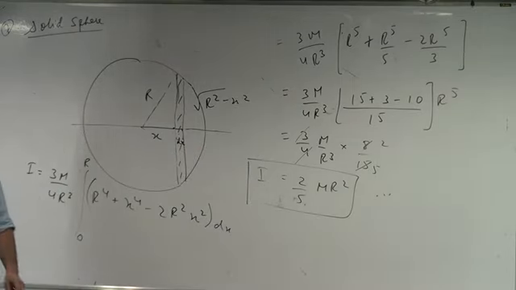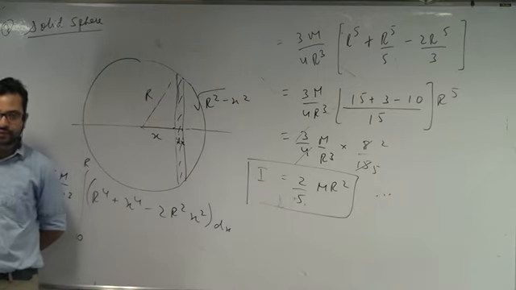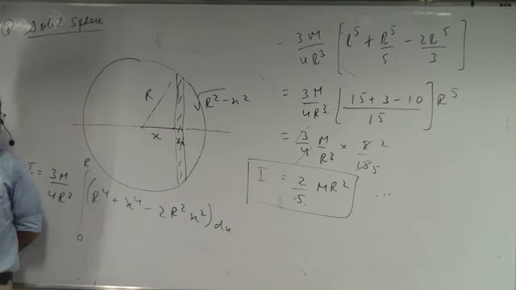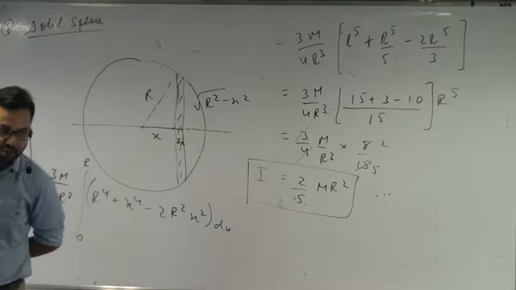ठीक है। सो द मोमेंट ऑफ इनर्शिया of a solid sphere, uniform solid sphere, about any of its diameter is 2/5 mr². Obviously you have to remember this.